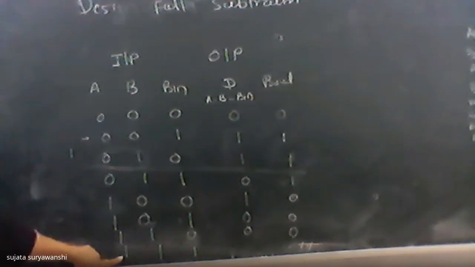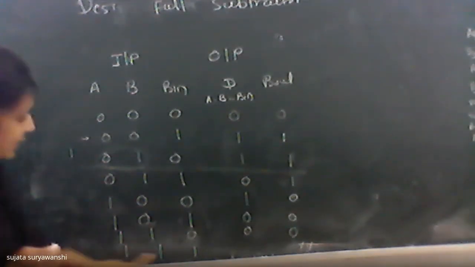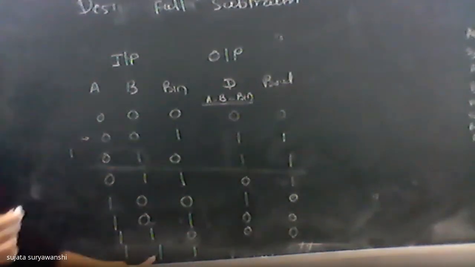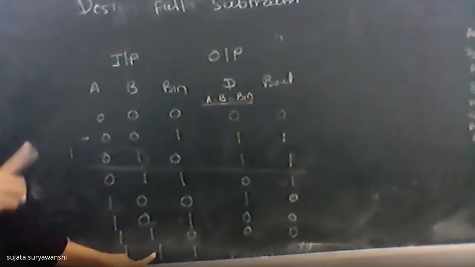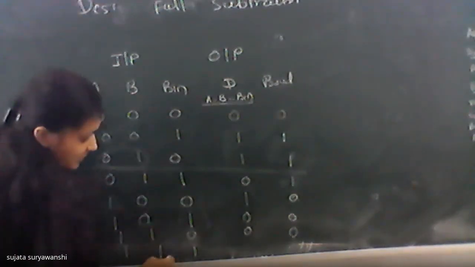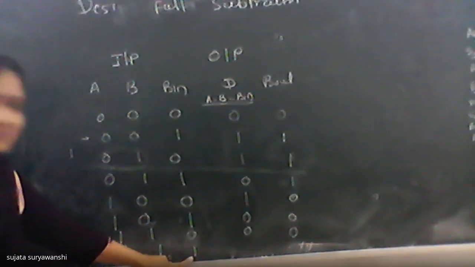And for the last combination, where 1 minus 1, you have to follow this sequence: A minus B. 1 minus 1, difference is 0, borrow is also 0. But after this, the difference 0 should be subtracted from this 1, means 0 minus 1. Again you are getting difference 1, borrow 1. Understood? Right?